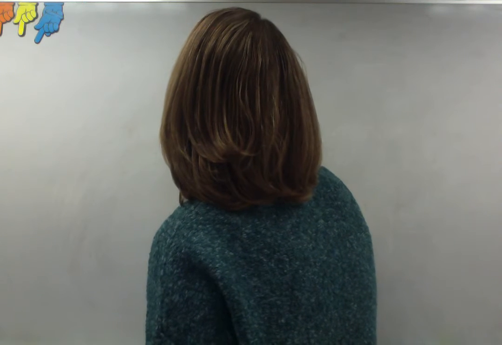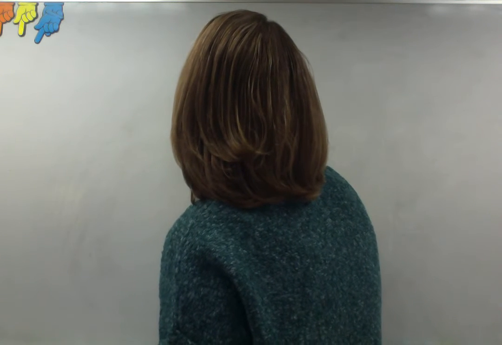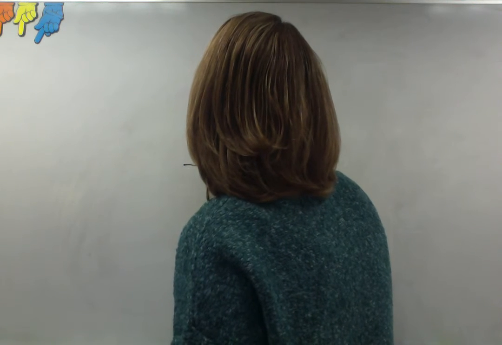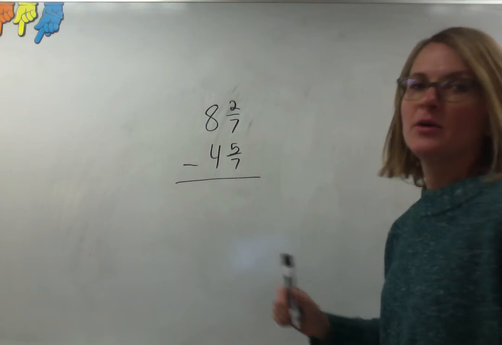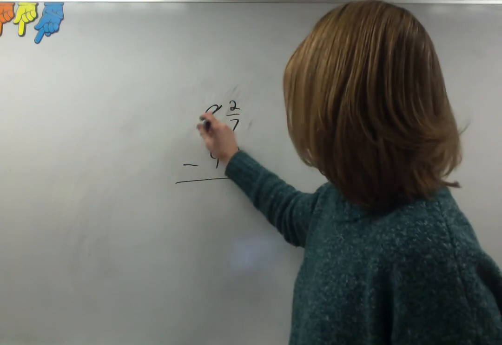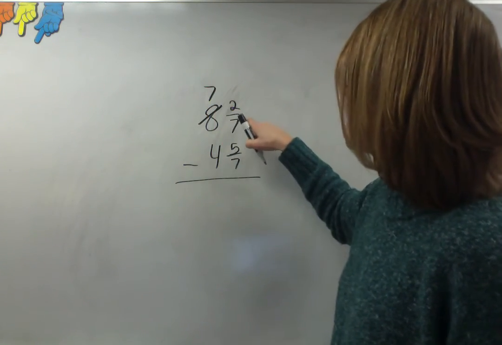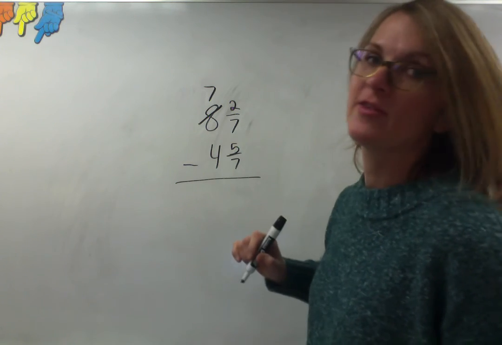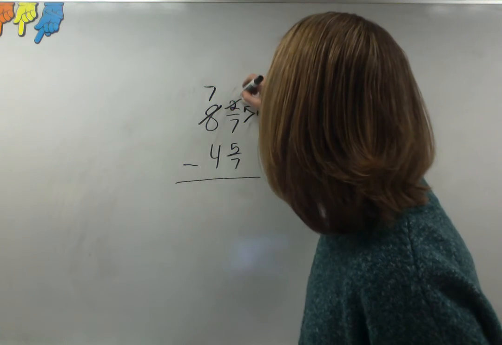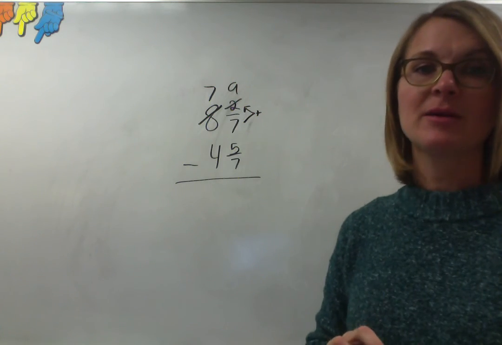Let's do another one. 8 and 2/7 minus 4 and 5/7. Okay? We cannot take 5 away from 2. 2 is too small. We borrow from the ones place. We have to add 1 whole over here. 1 whole is 7/7. Here's a shortcut. 7 plus 2 is 9. Your new numerator is going to be 9.